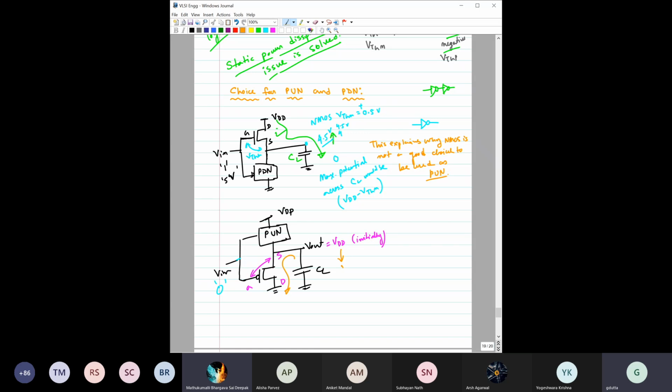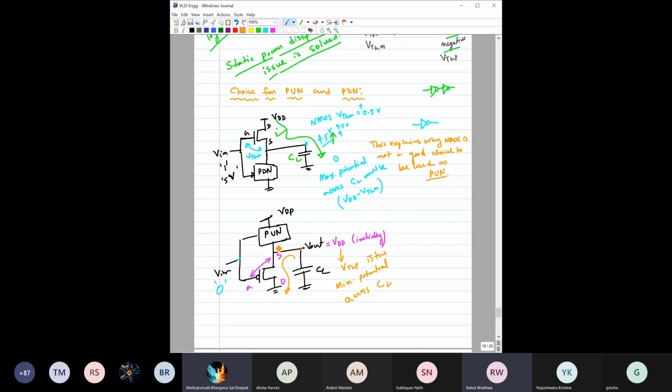But the minimum voltage here cannot go beyond VTHP, right? Because once it reaches VTHP, this transistor switches off. So this is the minimum potential across CL. Sir, shouldn't it be minus VTHP? Please tell me why it should be minus VTHP.